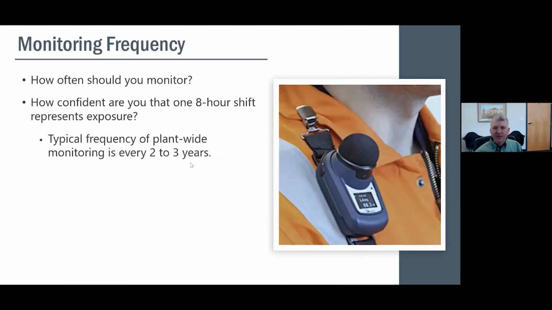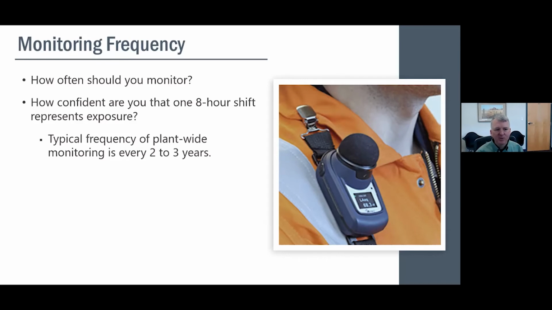Okay, so now that you do this, how frequently should you monitor? That might be the next step. We did a baseline, and so we have a good idea what our noise exposures are. The standard doesn't really say, it just says you have to have a monitoring plan and you have to monitor. So the question is, how confident are you that one 8-hour shift represents the exposures at the plant? Typically we see companies do their plant-wide monitoring every 2 to 3 years.